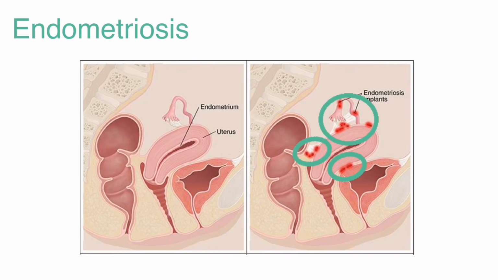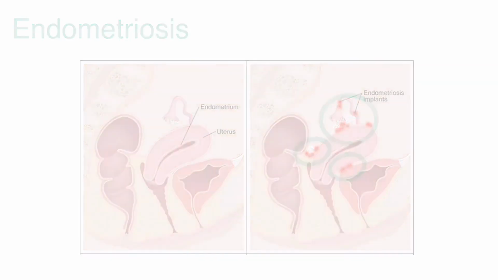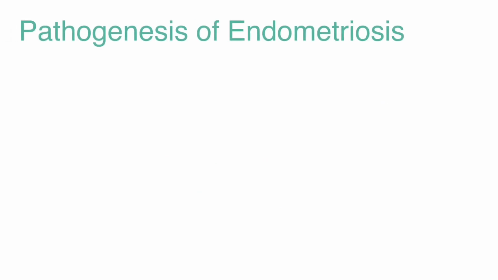Most patients will present with severe pain with their periods, pain with intercourse, sometimes pain with urination or bowel movements, or infertility. Symptoms do not always correlate with the severity of the disease, and patients can be asymptomatic and still have severe disease. Several mechanisms have been proposed for how endometriosis occurs.